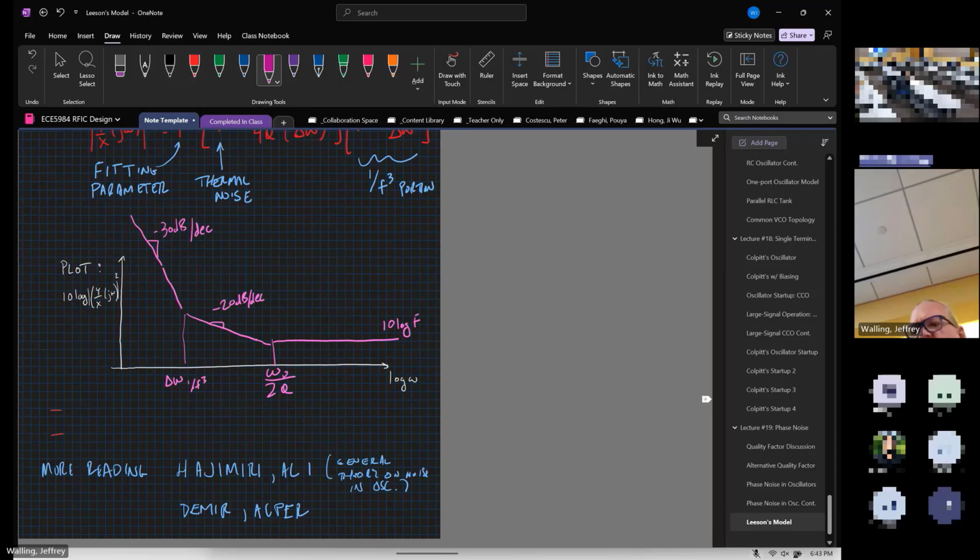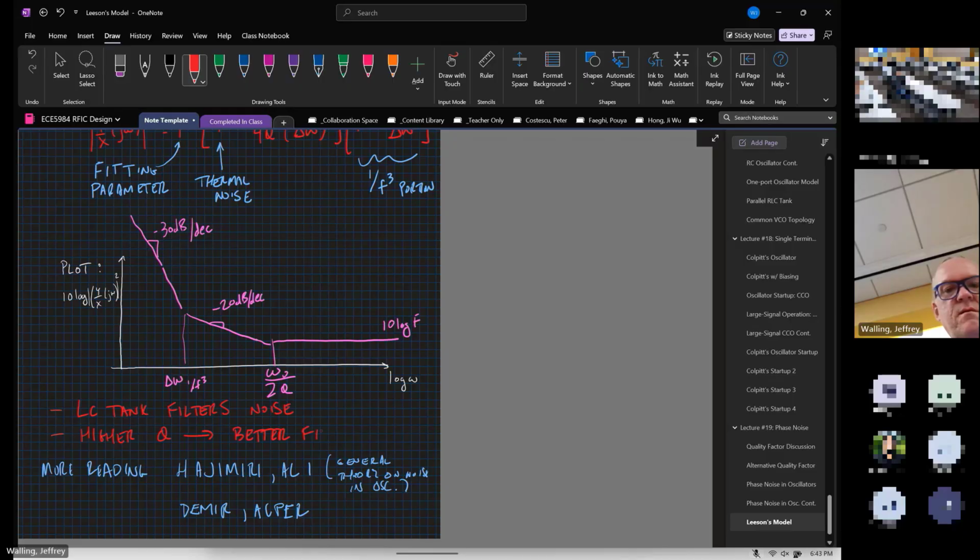All right, so why do we care about Q? Ultimately, basically what we're showing here is that the LC tank is going to filter the noise. The higher the quality factor we can get, the better noise filtering we get. Okay.